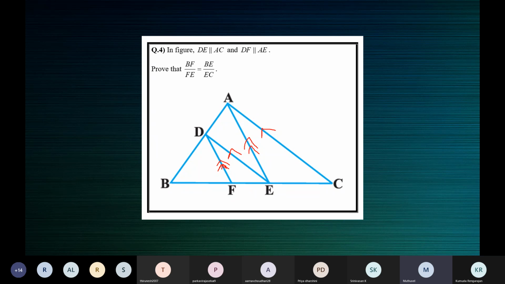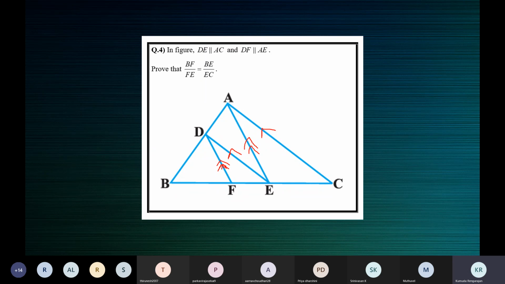DE is parallel to AC, ma'am. Yeah, one side of the triangle is AC, correct? In triangle ABC, AC is one side and DE is parallel to it. Very good. Now, which are the other two sides of the triangle? AB and AC, ma'am. No, darling, not AB and AC. Leave that side AC now. Which are the other two sides of the triangle? AB and BC, ma'am.